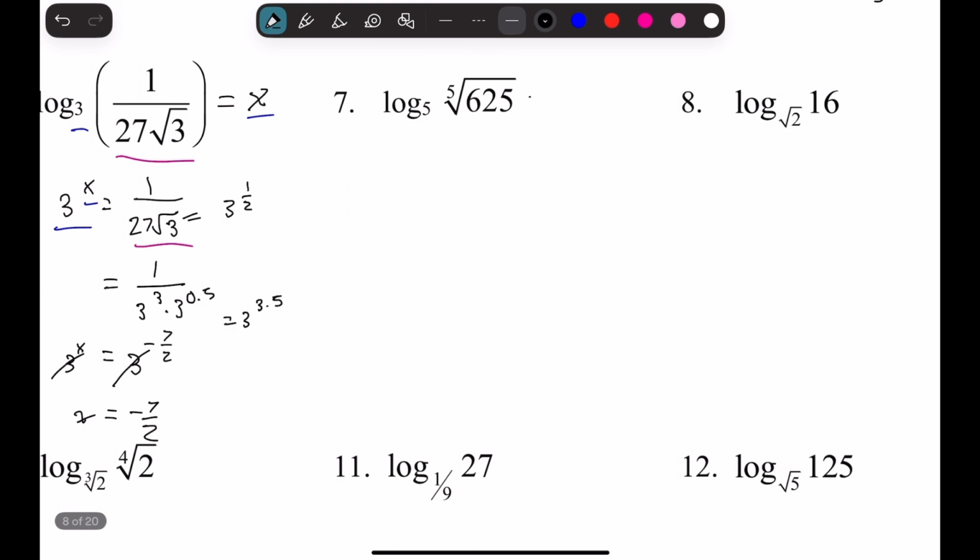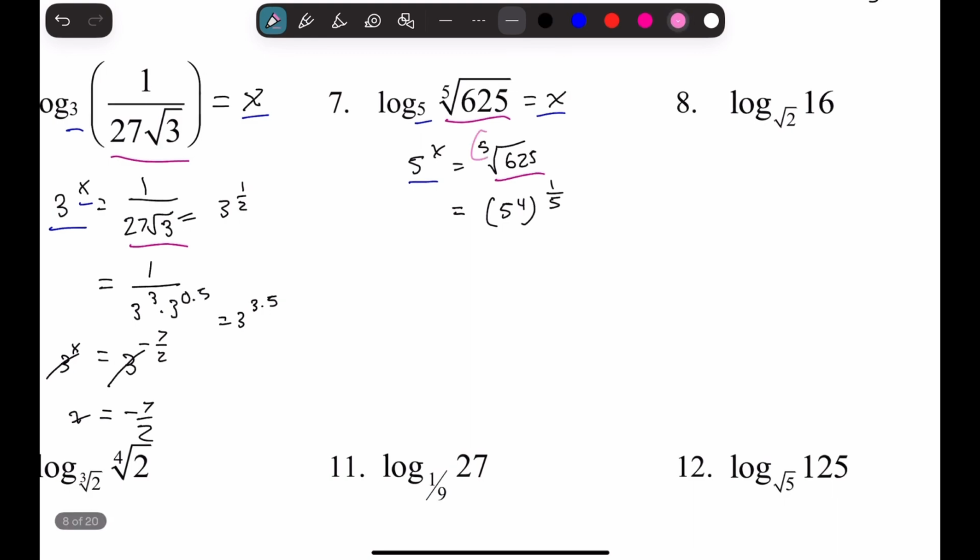So over here, we see this expression is equal to x, and then we have 5 to the power of x is equal to 5 times the root of 625, because this is going to be 5, that's x over there, this input right here. Now this can be rewritten as, we know 625 is going to be 5 to the power of 4. And remember that the root thing, you always do 1 over the number that is in the root.